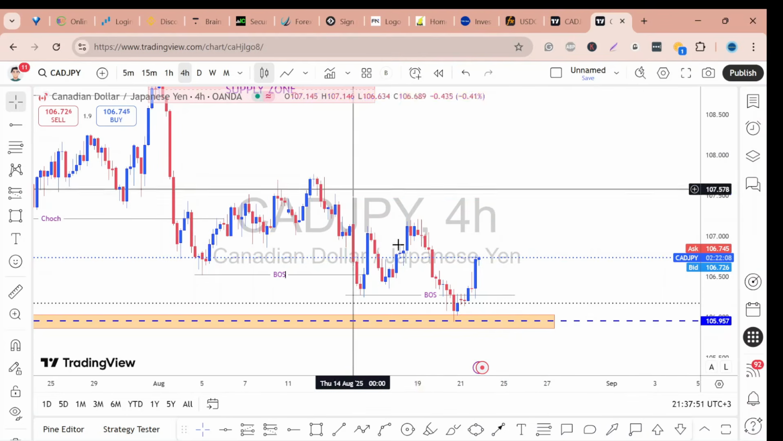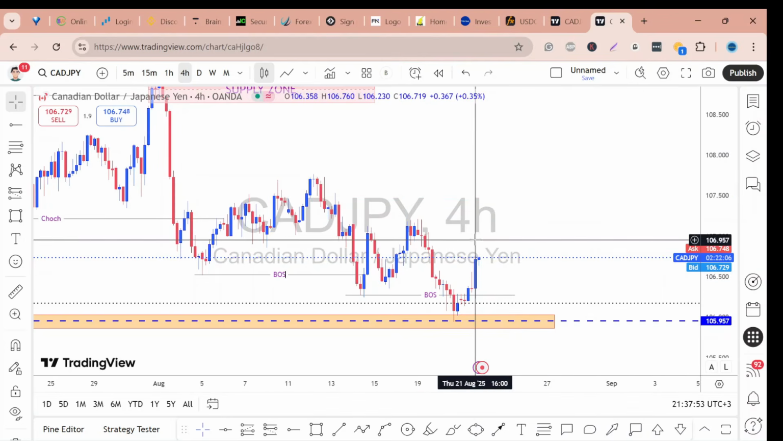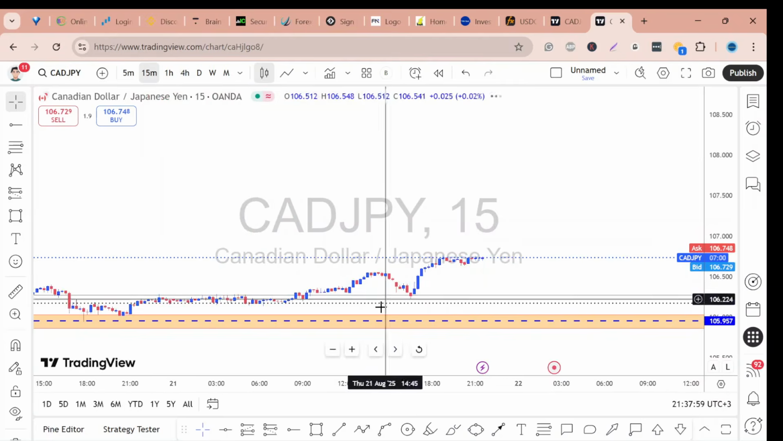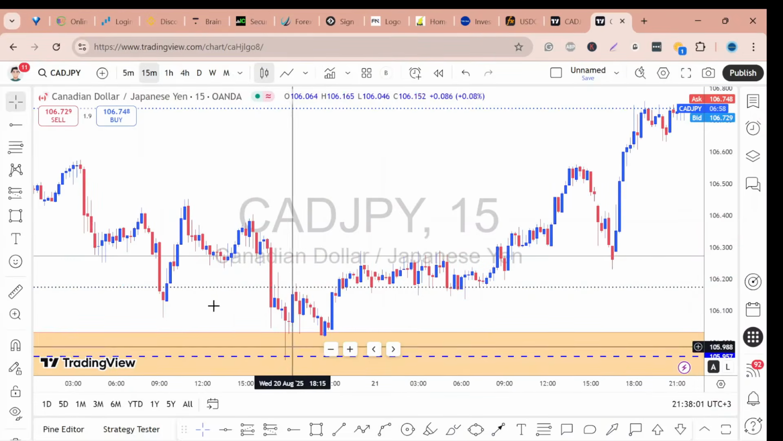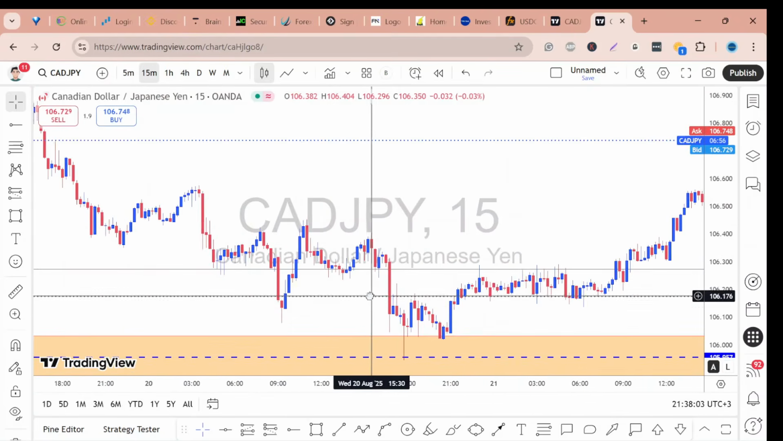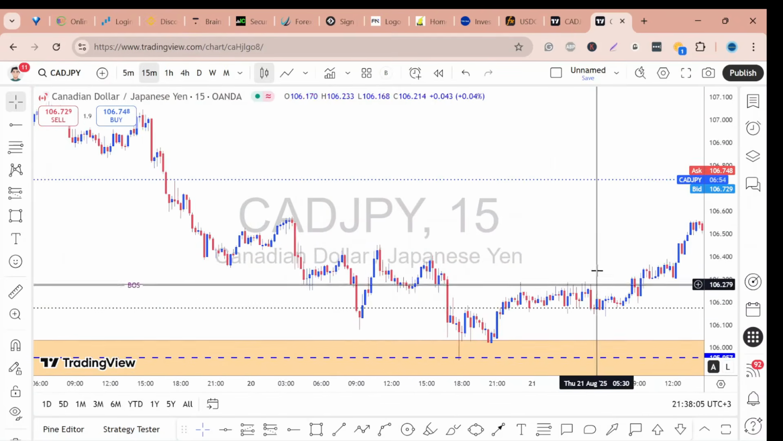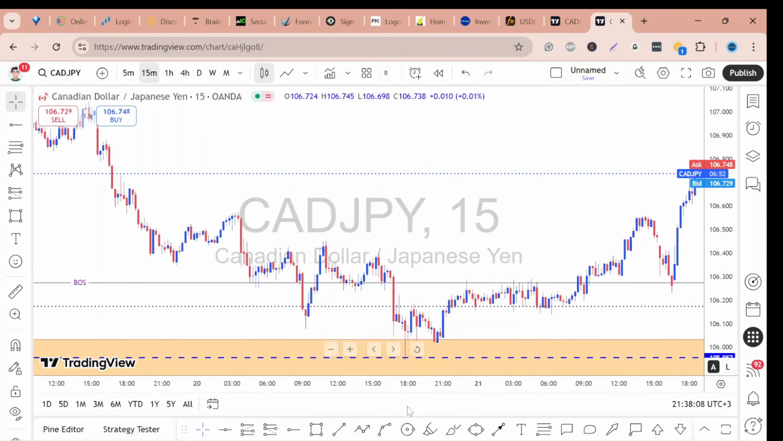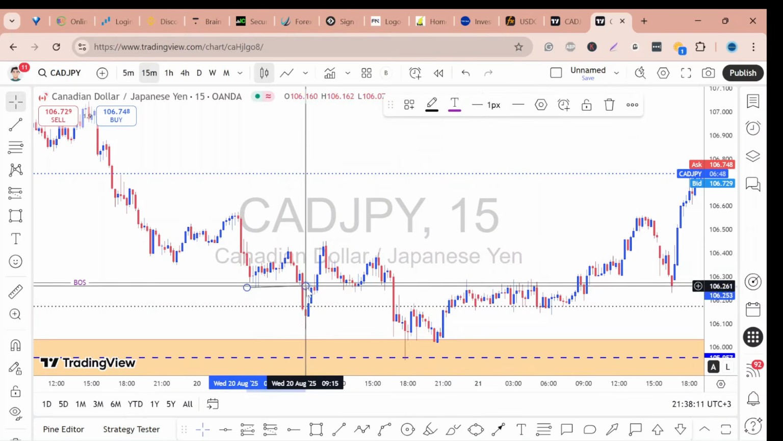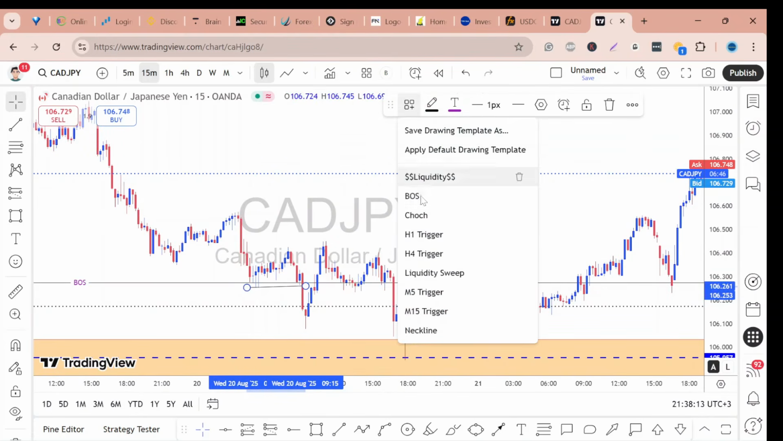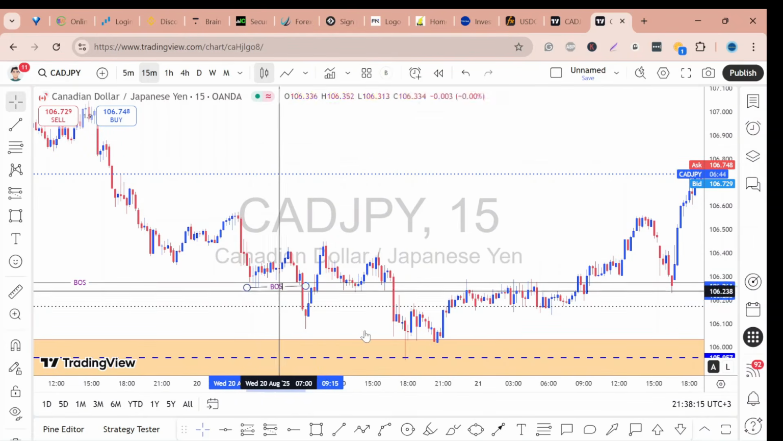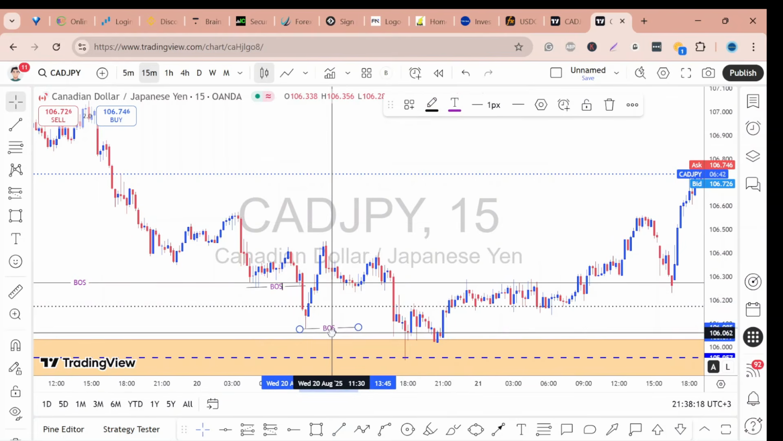Now, since I missed these two moves, how can I take advantage of the pullback so that I can at least grab a few pips from that market? So now we go to the M15. The same thing that is happening on the higher time frame is also happening on the lower time frame. If you check here, I'll not go far, but we also have a break of structure on the M15. So that's a break of structure.